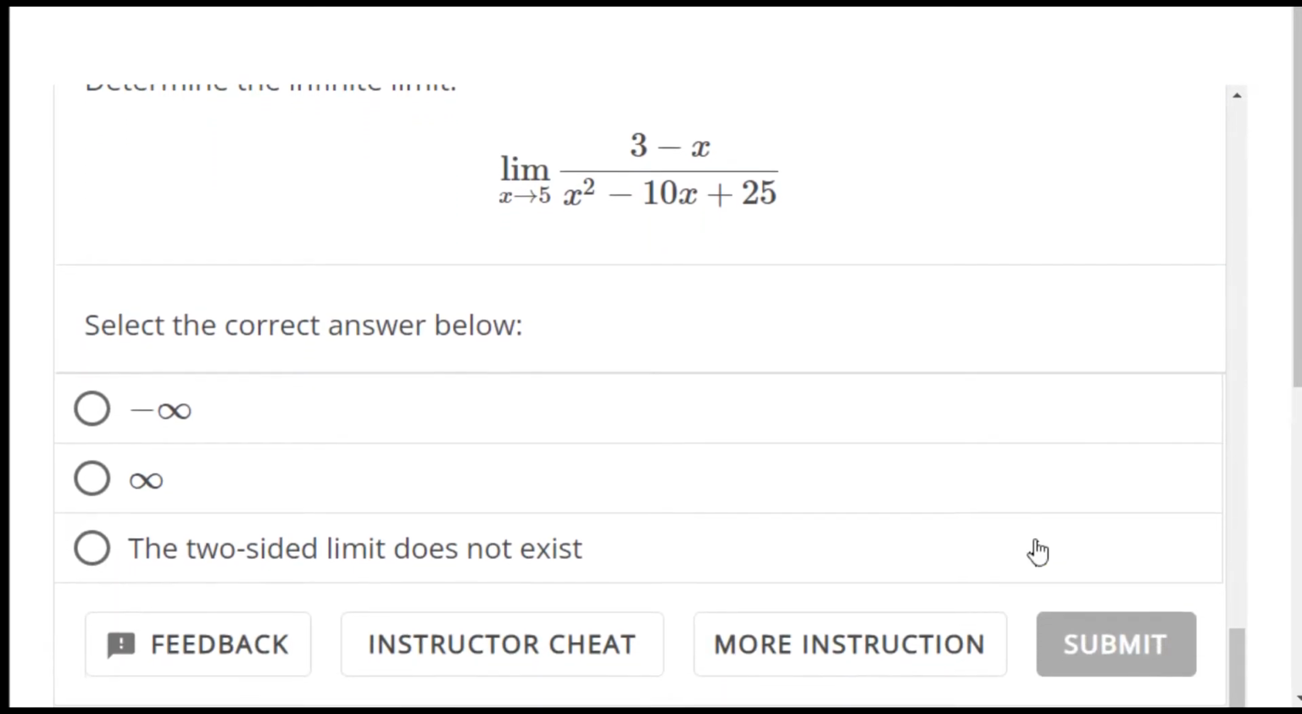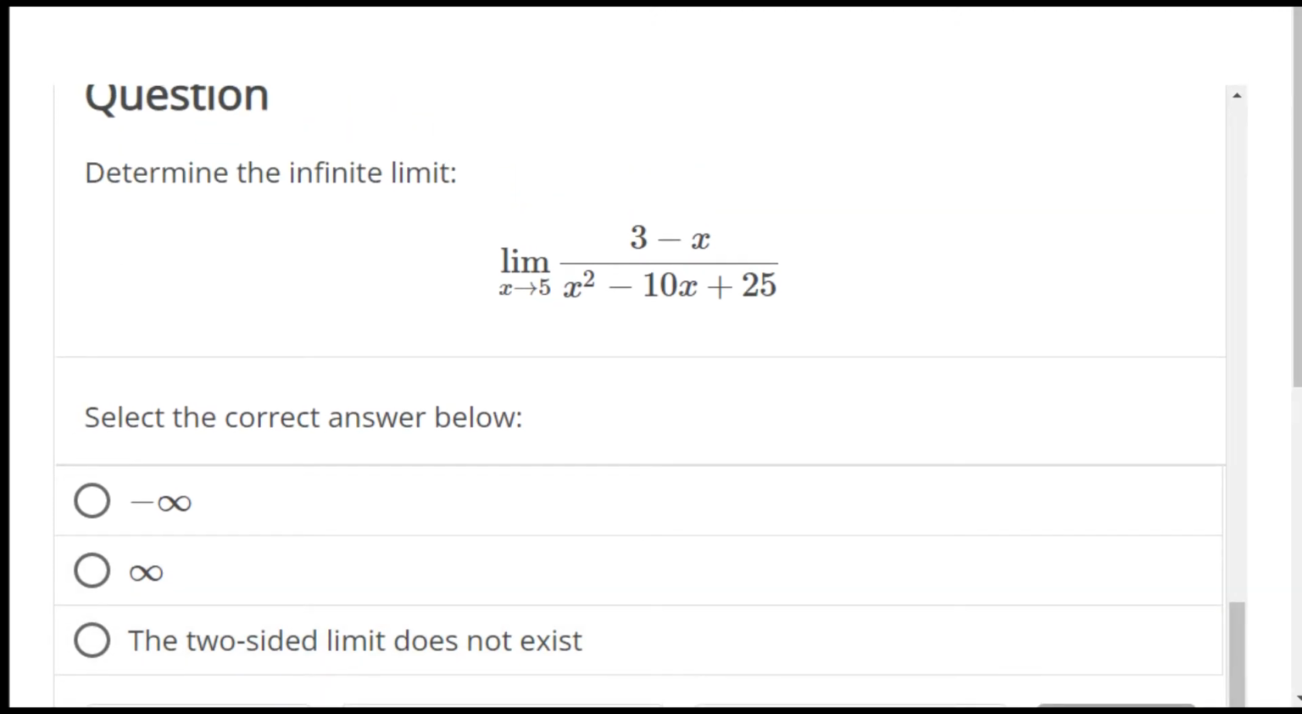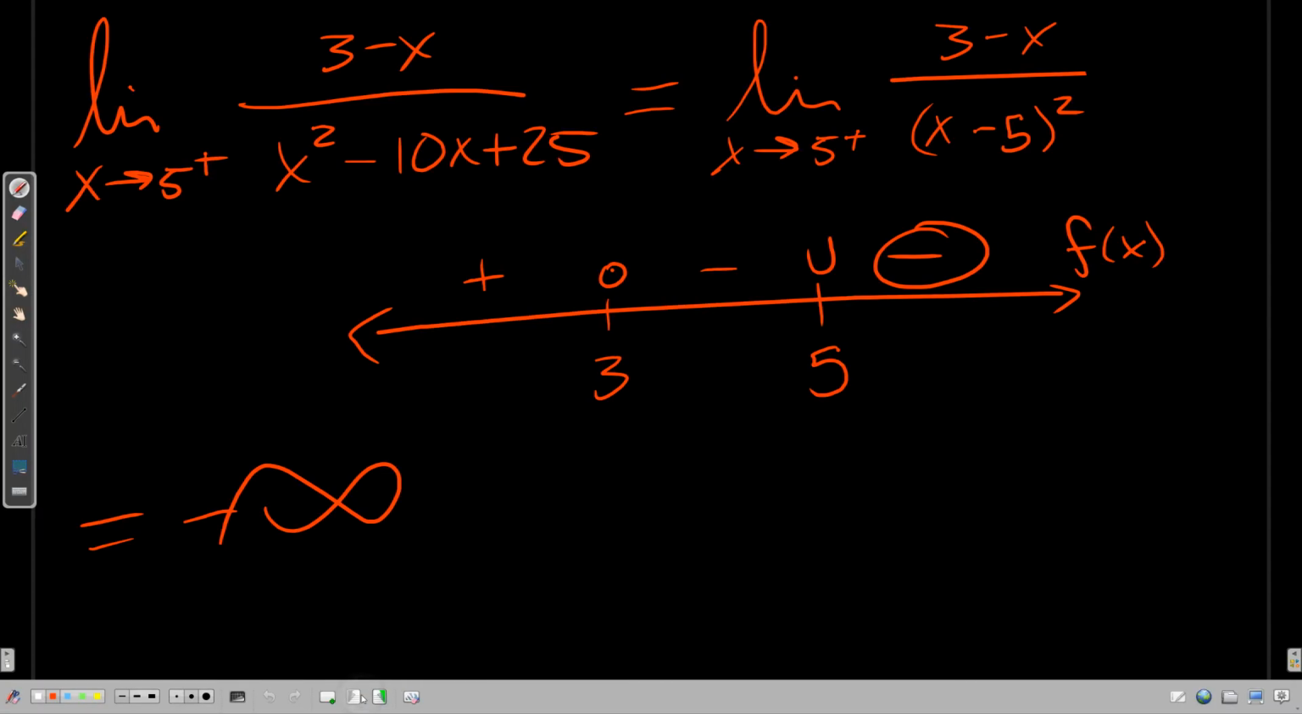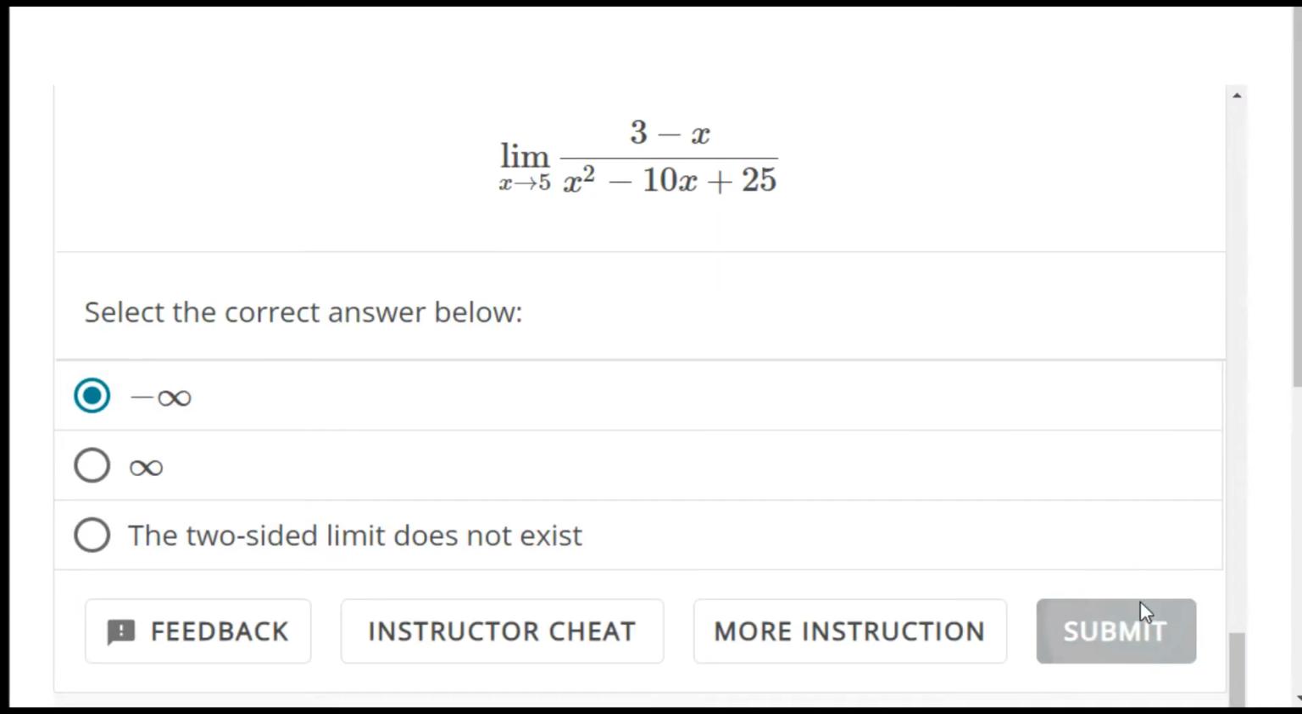Ooh, and then they got another one. Determine the infinite limit. Okay, this is the limit as x goes to 5, the two-sided limit. It's still minus infinity. And the reason is because both of these are negative. If I come from the left or if I come from the right, I'm still going out to minus infinity.